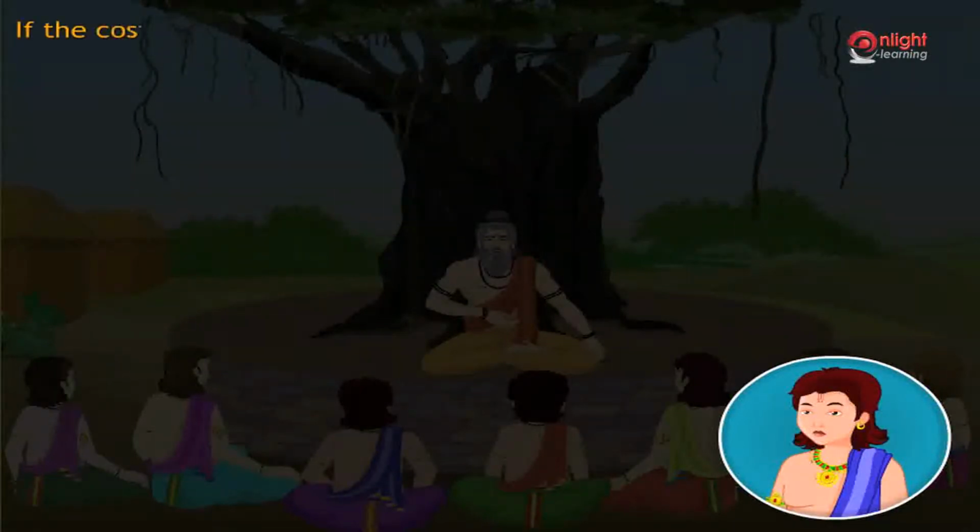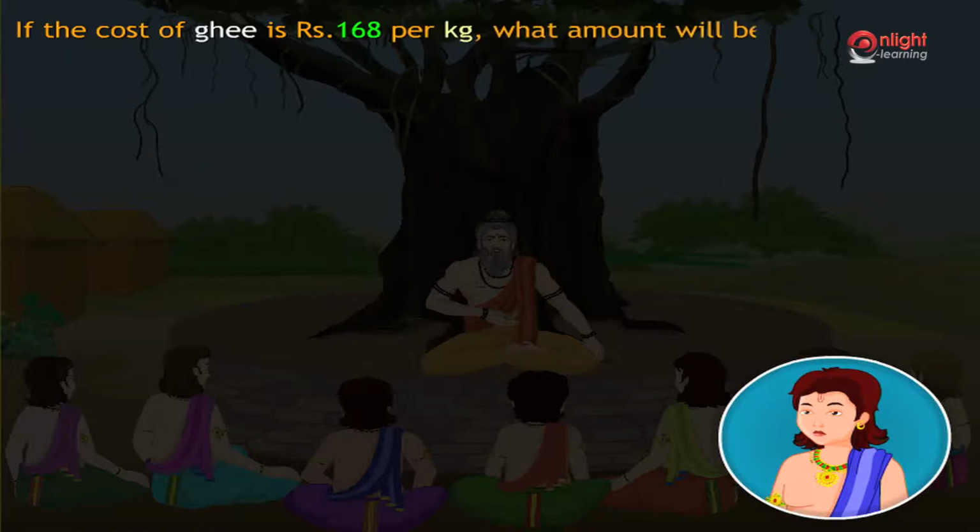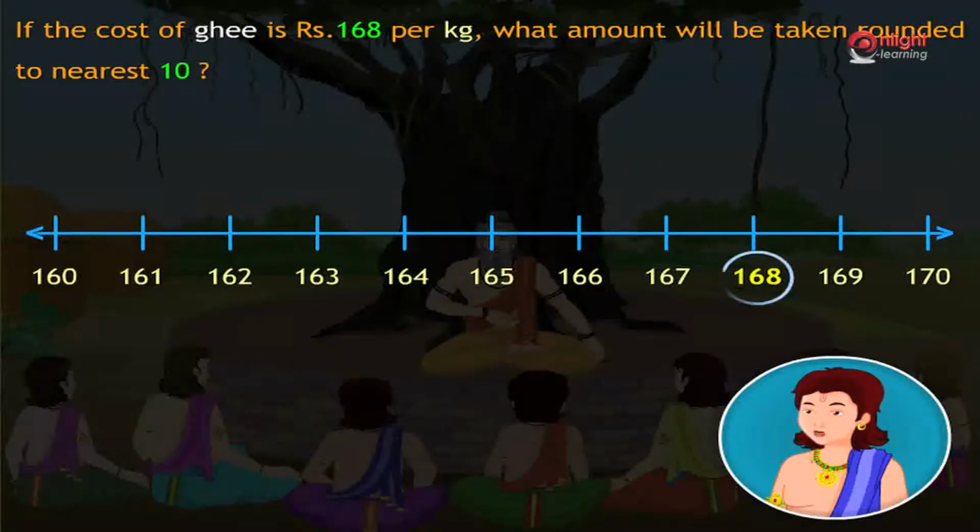If the cost of ghee is rupees 168 per kg, what amount will be taken rounded to nearest 10? 168 lies between 160 and 170. It is closer to 170. So the rounded off amount to nearest 10 is rupees 170.